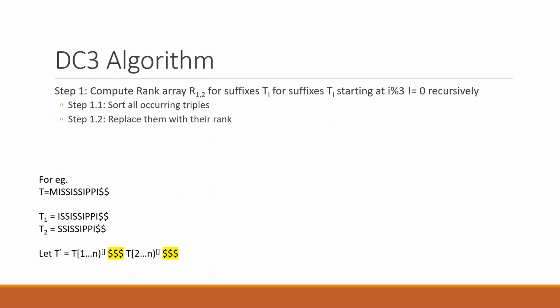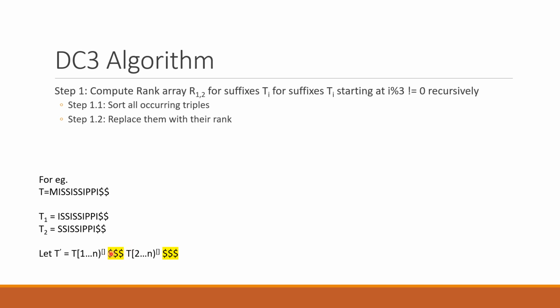The first step in the DC3 algorithm is to calculate the rank array for suffixes which are not a multiple of 3. So for n characters, we are basically calculating the suffix array for 2 by 3 n of the suffixes. Here we create a new compound triplet character. For example, in the case of Mississippi, T1 is omitting the first character and taking the rest of the string. T2 is omitting the first two characters and taking the rest of the string. T dash is basically comprised of T1, T4, T7, etc.